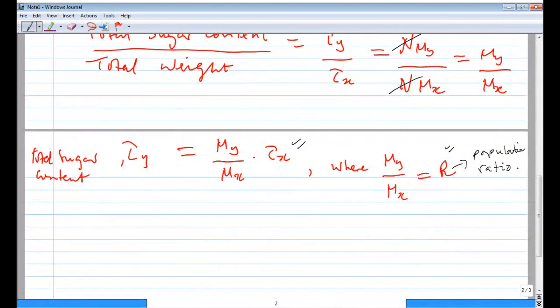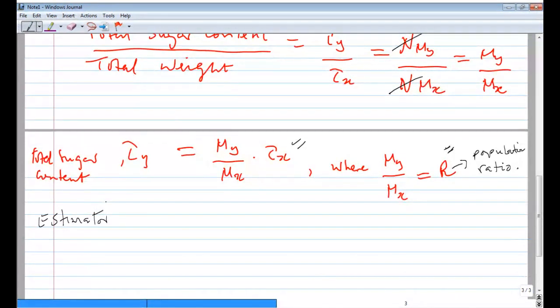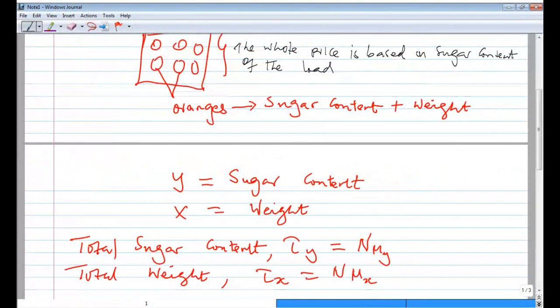So now let's find the estimator of the population ratio. The estimator of this. When you talk about the estimator, let me just write it down so that you can remember it. Estimator. Can you please go up a little bit? Okay. For the total sugar content for the Y, tau Y, you say it's equal to N times mu Y.